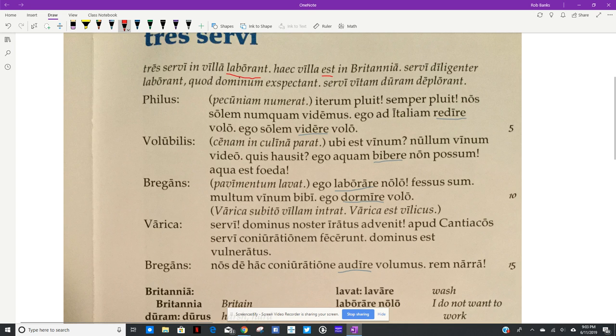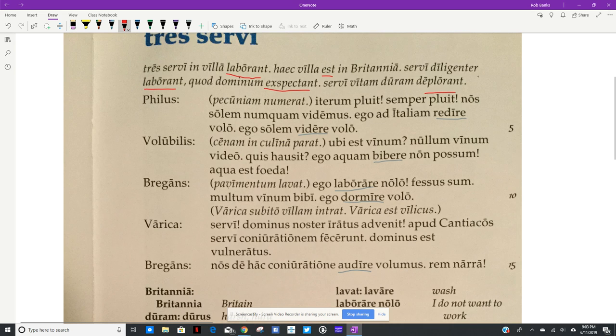So first the italics. Okay, so the first verb is laborant. Tres servi is nominative. Tres does not decline, doesn't take endings, but servi does. Servi is second declension nominative plural, so I know that's my subject of the plural verb laborant. So three slaves work in villa, in the house. Remember the H words, hic, haec, hoc, are this or these. So haec villa, this house, is in Britannia. Servi, nominative plural again, diligenter laborant. So the slaves work diligently, carefully, hard.